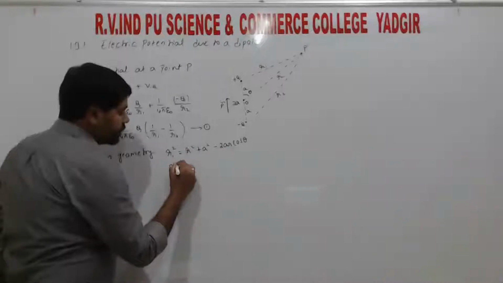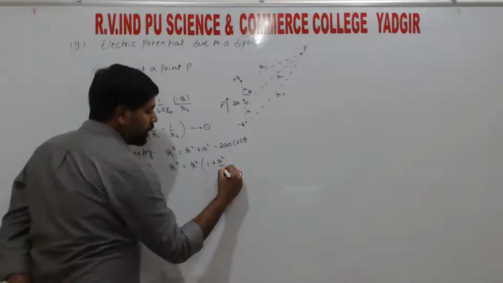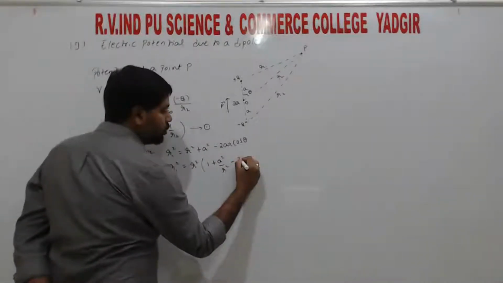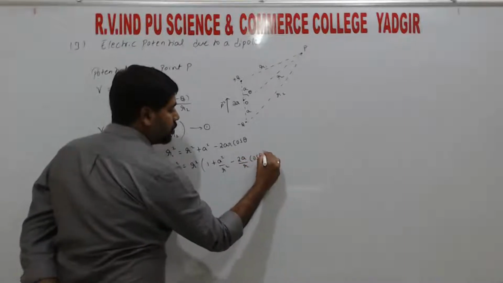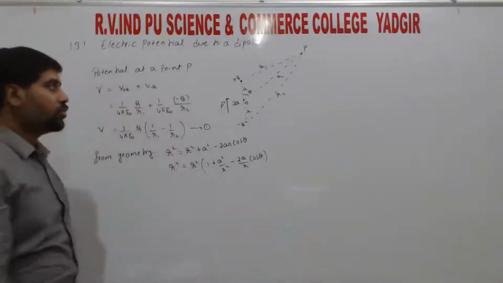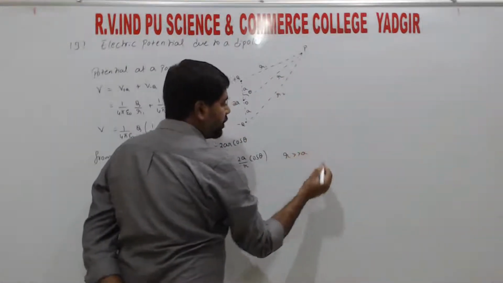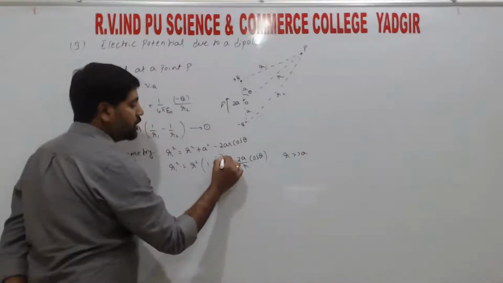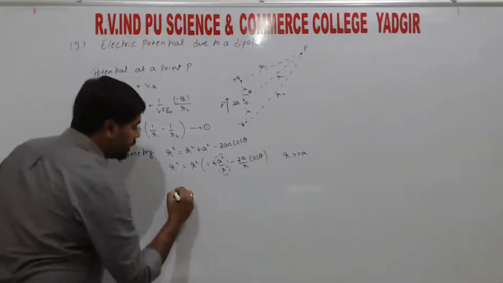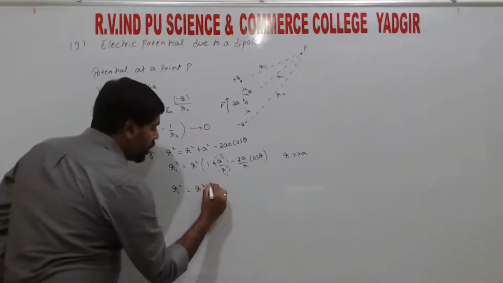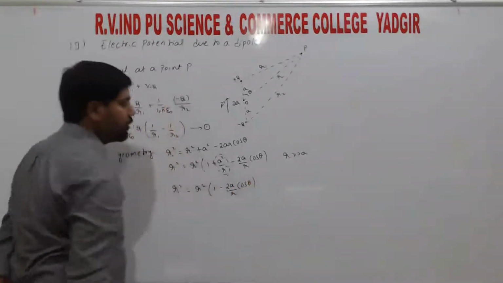From this relation, we can take r square as common: 1 plus a square by r square minus 2a divided by r cos theta, right? This distance r is very much greater than a. As r is very much greater than a, the a square by r square term can be neglected, right? So r1 square equals r square times 1 minus 2a divided by r cos theta, right?